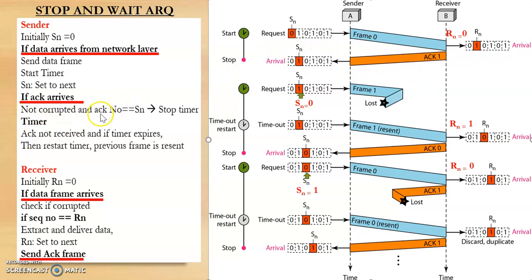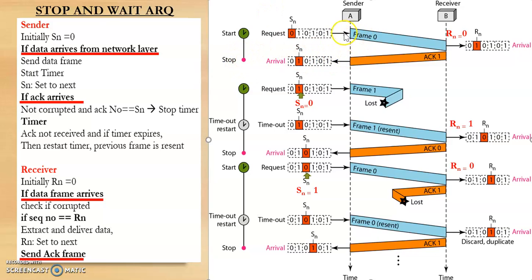Then once the acknowledgement frame arrives at the sender side, it will check if the acknowledgement frame is not corrupted and the acknowledgement number is equal to Sn. Here we assume the acknowledgement frame is not corrupted, the Sn value is 1, and the acknowledgement number is 1. So the acknowledgement number is equal to Sn, and the sender will stop the timer, because the frames need not be resent as the acknowledgement was received correctly.